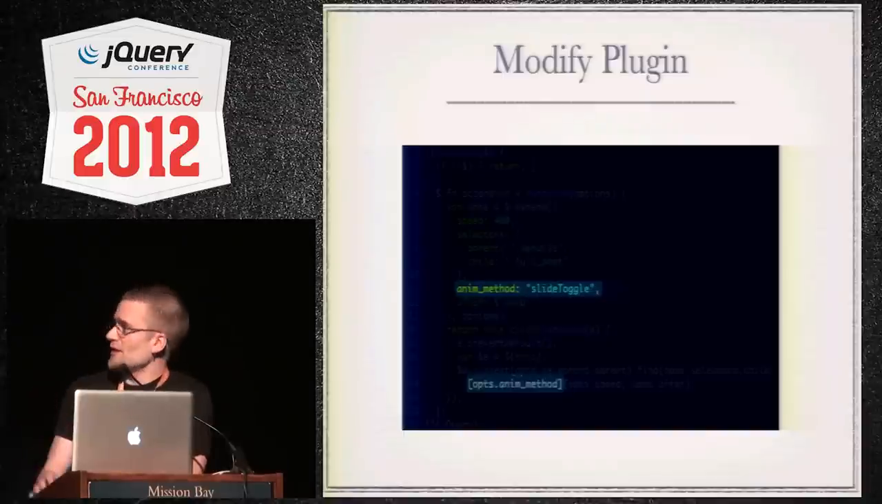So let's continue down this path and modify the plugin. We're going to create a new animation method property on the options object, and then just use the array notation to call the method based on what's on the options. So by default, we'll call slideToggle. For what the client needs, we just want to call toggle with a particular speed and callback.